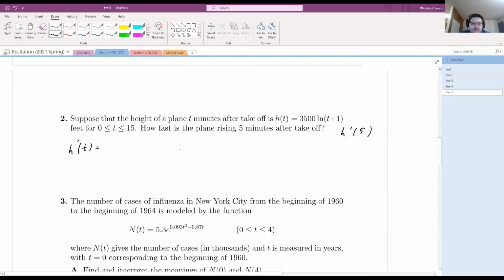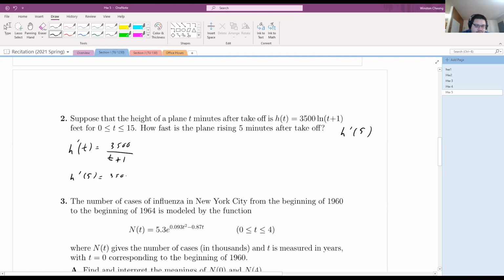The ln function is just going to reciprocate. So I know that the 3500 goes in the numerator, and then we have t plus 1. You could do a chain rule, but that just gives you 1 back as a factor. So this is the derivative, and then we just plug in.